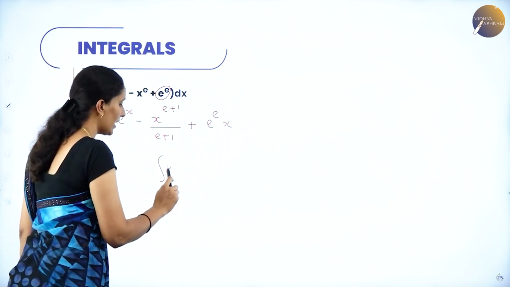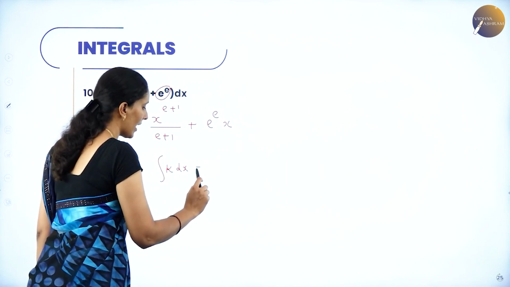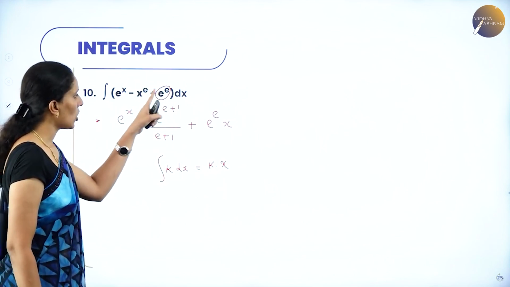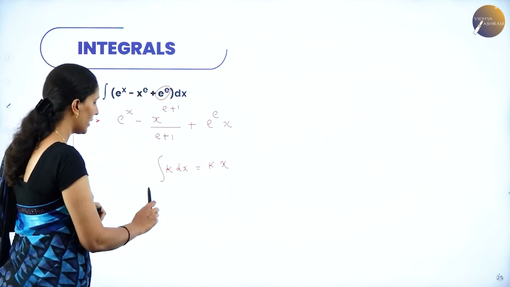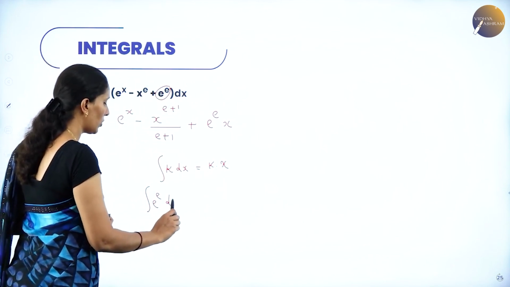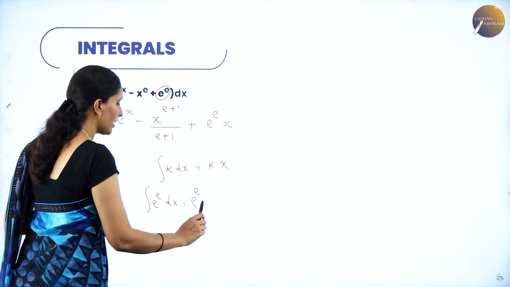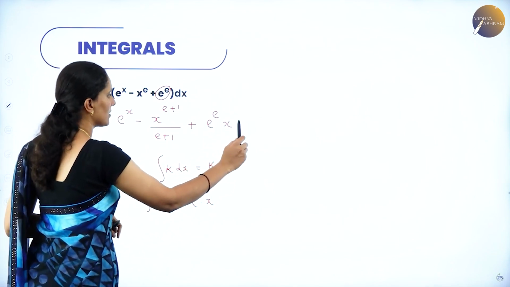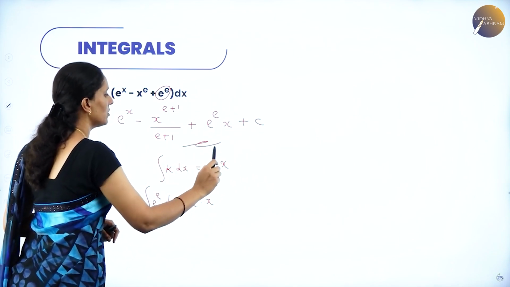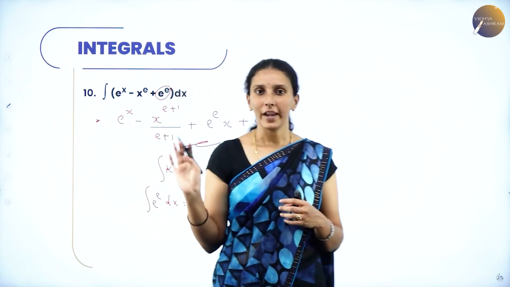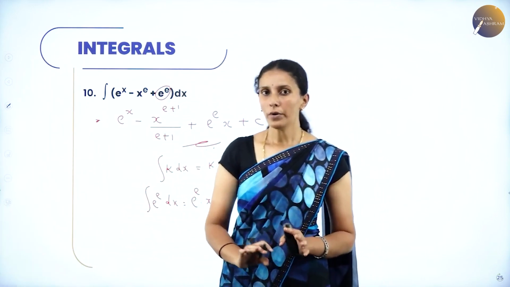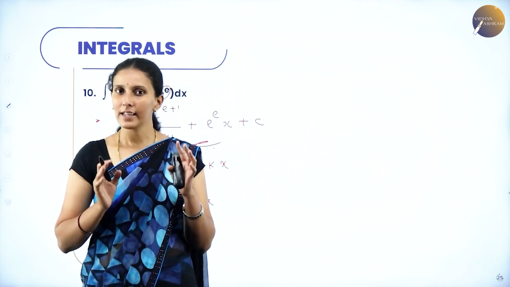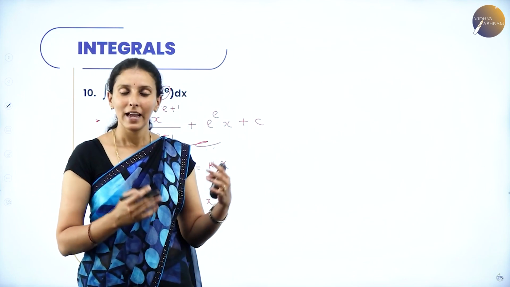When you integrate any constant with respect to dx, I can write it as k into x. Thus, e^e is a constant, and when you integrate e^e with respect to dx, we will get e^e into x only. That is why I have written here e^e x plus c, where c is the integration constant. These types of integrals are found by the method of inspection. So learning the standard integrals helps us to solve these kinds of problems.